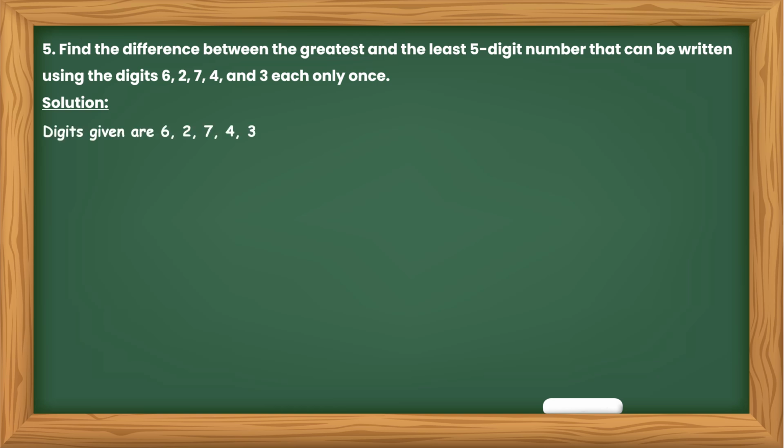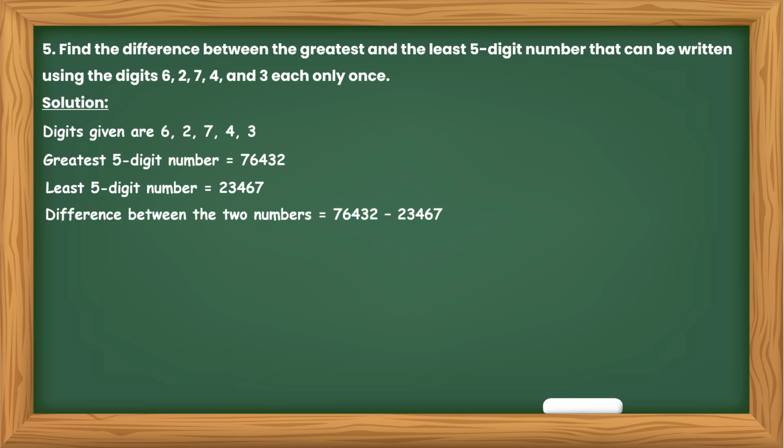So the digits given to us are 6, 2, 7, 4 and 3. So the greatest 5-digit number which you can form is 76,432. The easiest way to do this is arrange the digits in descending order. So to find the least 5-digit number, arrange the same given set of digits in ascending order. So we get 23,467. So now they've asked us to find the difference between the greatest and the least 5-digit number.